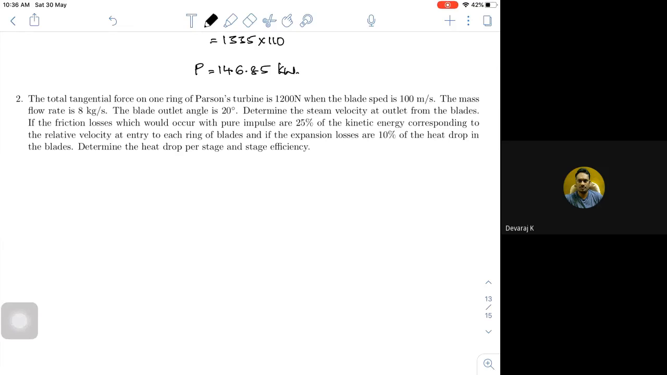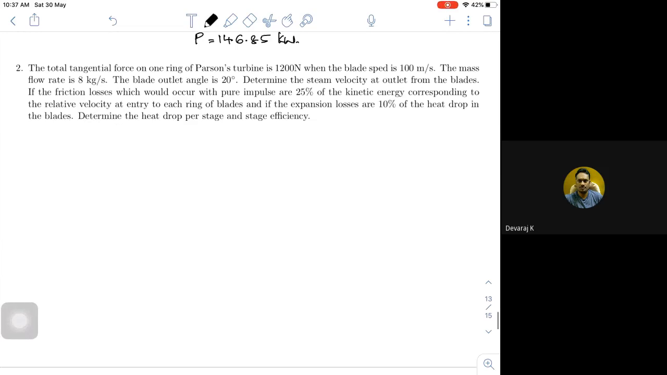Determine the steam velocity at outlet from the blades if the frictional losses which would occur with pure impulse are 25% of the kinetic energy corresponding to the relative velocity at entry to each ring of blades, and if expansion losses are 10% of the heat drop in the blades, determine the heat drop per stage and the stage efficiency, that is your gross stage efficiency. Okay, this is what the problem statement says.